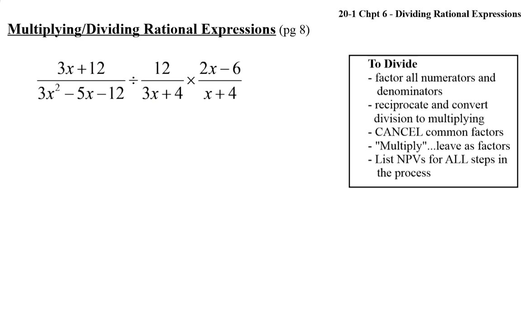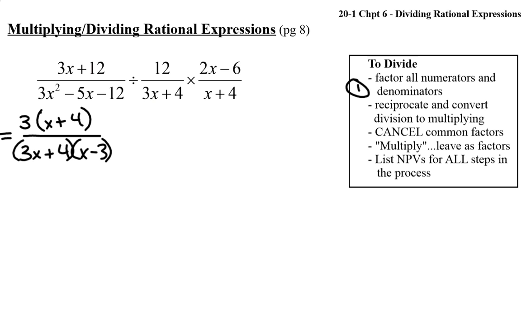All right, here we go. As always, factor numerators, denominators. Factor out a 3. We're going to equal 3 times x plus 4 over 3x squared minus 5x minus 12. Decomposition. That's a complex trinomial. If you show your steps, you should end up with 3x plus 4 times x minus 3. We're dividing that by 12.